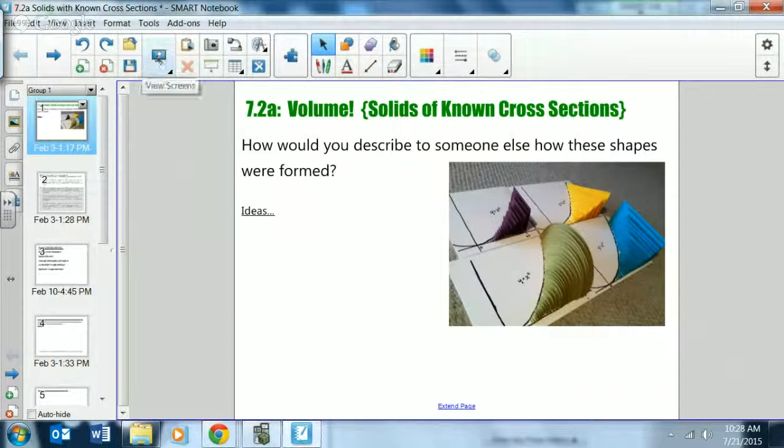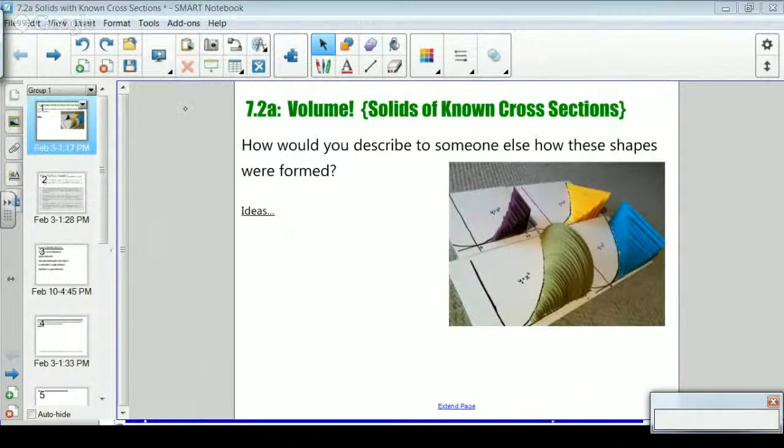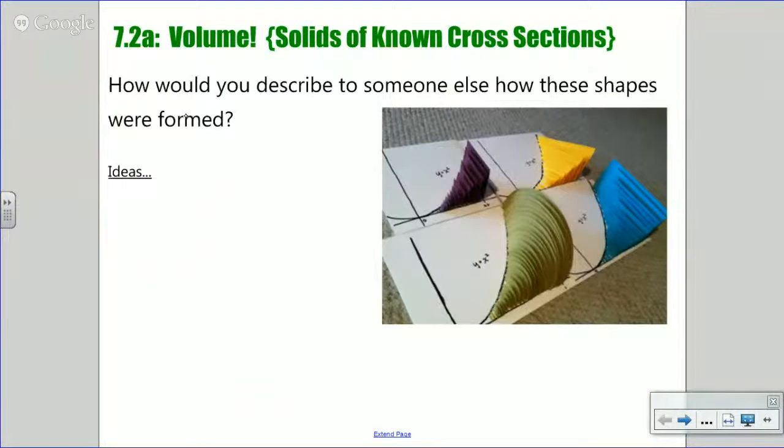Well, welcome back, guys. We are going to start our volume sections today. So this is section 7.2. This is going to be volume of solids with known cross sections. And hopefully you have four models around the room. They look like I have a picture of them on the screen here.